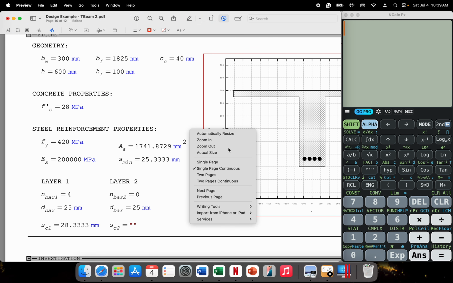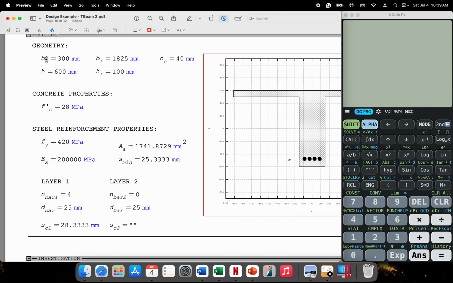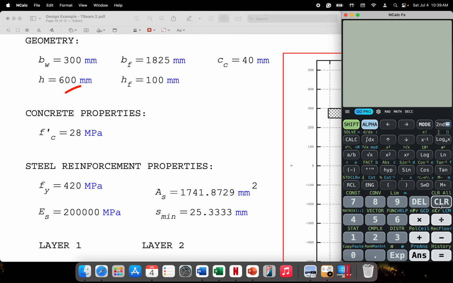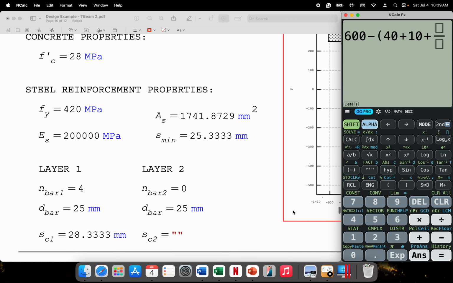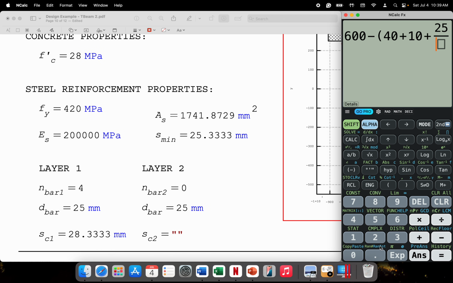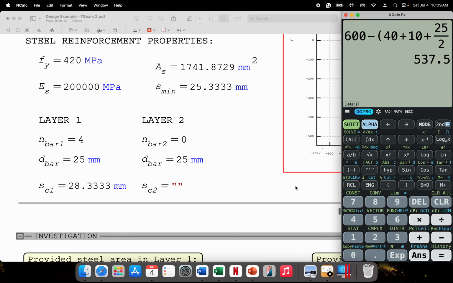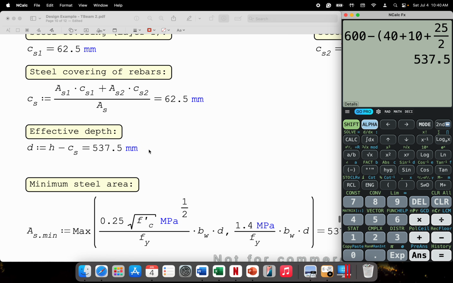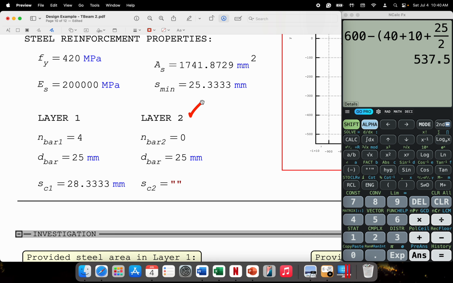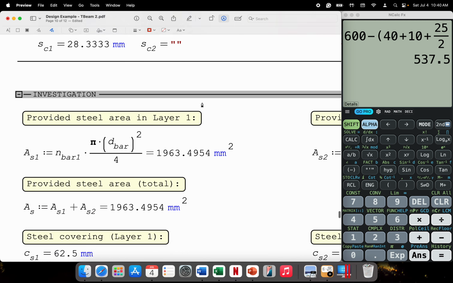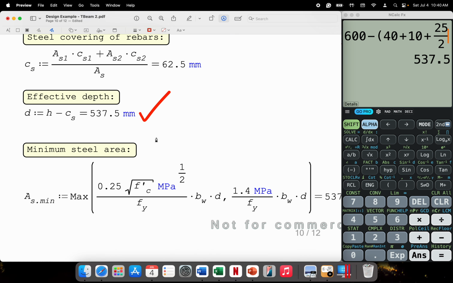So para direct na natin ma-solve, single layer lang naman yung ating steel reinforcement dito. So itong 600 na each, babawasan na lang natin ng steel covering na clear concrete cover plus diameter ng ating stirrups plus yung bar diameter na 25 divided by 2. So yung masasolve natin na effective depth is 537.5. Pero sakali na merong second layer, then you are going to make use of the Varignon's theorem talaga para masolve nyo yung effective depth.